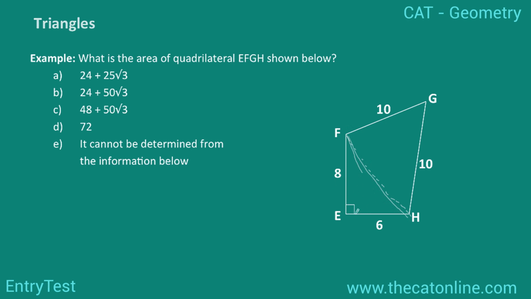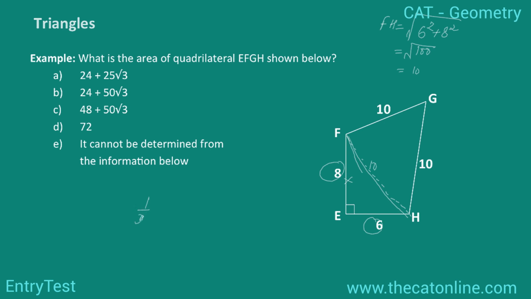Now this is a right angle triangle, 6 and 8. I can use the formula: the square root of 6 square plus 8 square will give me the value of FH using Pythagoras. 36 plus 64 is 100, the square root of which is 10. So I get one right angle triangle and one equilateral triangle with each side measuring 10. If I add up both the areas, I'll get my answer.